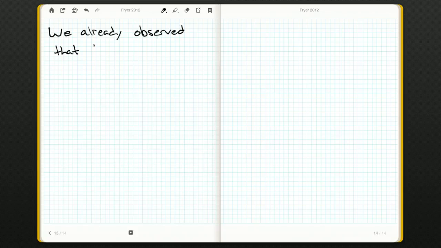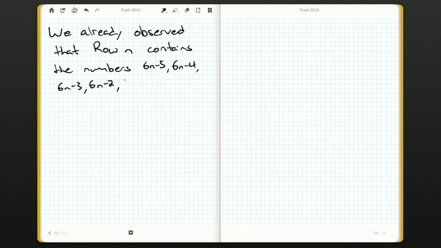So we've already noted that row n contains the numbers 6n minus 5, 6n minus 4, 6n minus 3, 6n minus 2, 6n minus 1, and 6n. Okay. So if we wanted a formula to add up the rows, and then plug in 2012, we just need to add up these values, and then we'll have a formula in terms of n for the sum of row n.